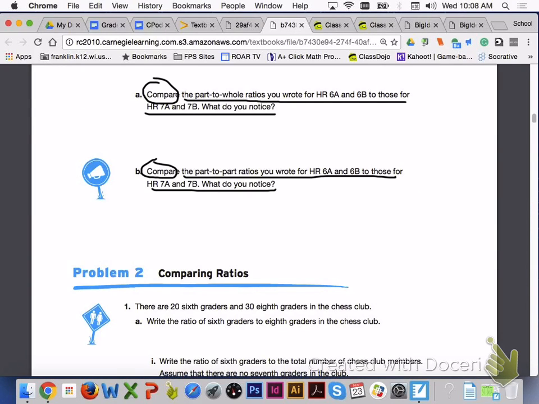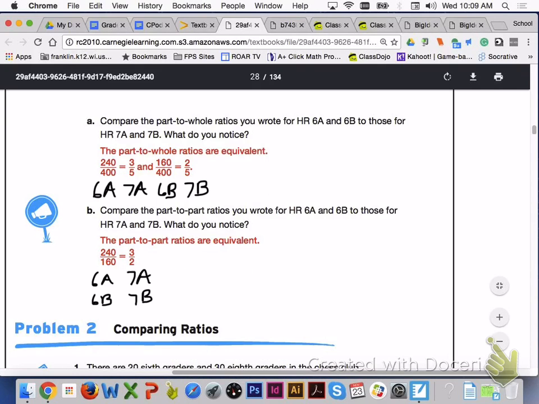Turn to page 318 and answer letters A and B with your group members. For letter A, the part-to-whole ratio for homeroom 6A is 240 to 400. The part-to-whole ratio for homeroom 7A is 3 to 5. Those ratios are equivalent. The same goes for homeroom 6B and 7B.